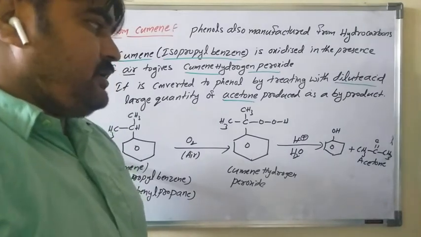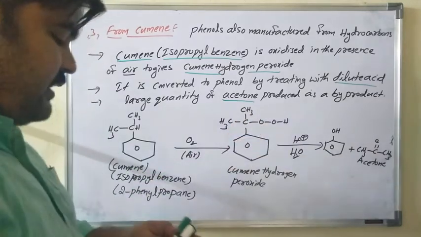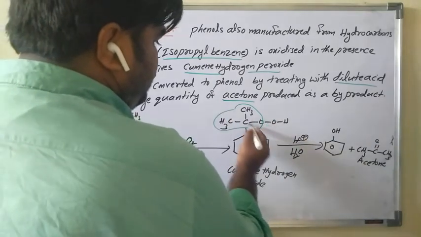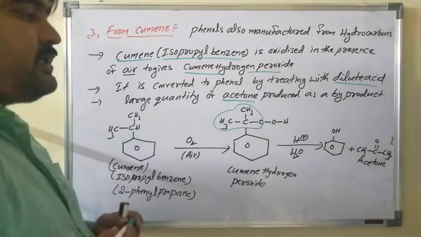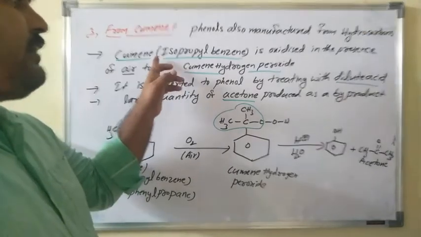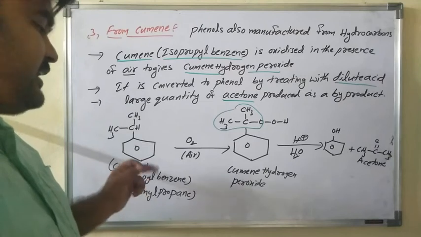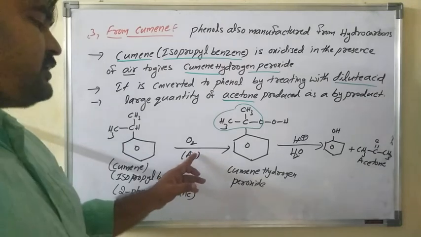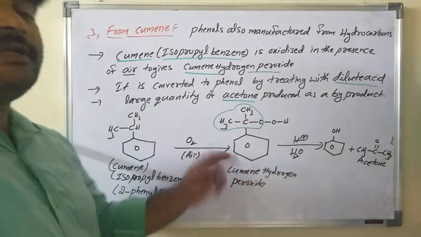Acetone is also produced. Simply this is lost, CH3 C double bond O, like this. This will be lost. The bond shifted to here, C double bond O remains, OH here, phenol. CH3 C double bond O, acetone. So phenol is also manufactured from hydrocarbons. Cumene, what is cumene? It is very important. In a previous NEET JEE question, it was given directly: cumene undergoes oxidation, what is produced? Like this. Direct, not the intermediate. This is the intermediate.